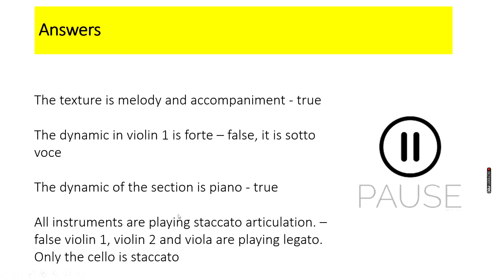And all instruments are playing staccato articulation. Hopefully you worked out that was false. Violin 1, violin 2 and viola are playing legato. It's only the cello that is staccato and detached.